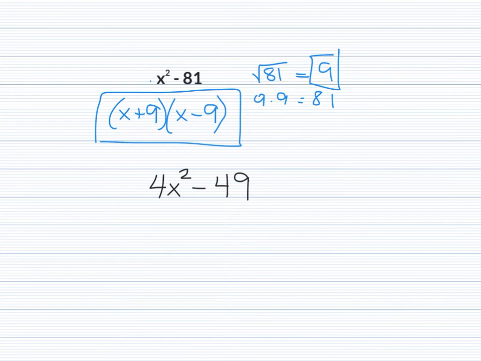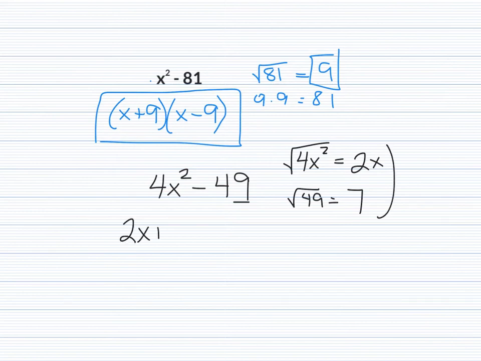If we think about this, the square root of 4x squared is, well, the square root of 4 is 2, the square root of x squared is x, and the square root of 49 equals 7. So that's our two factors right there: 2x plus 7 times 2x minus 7.